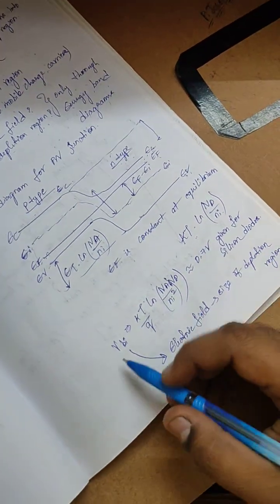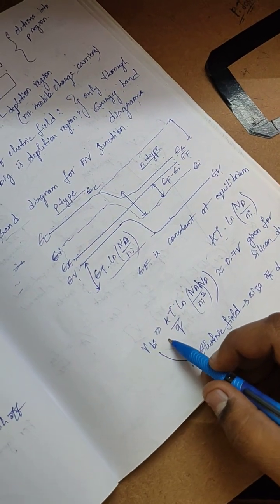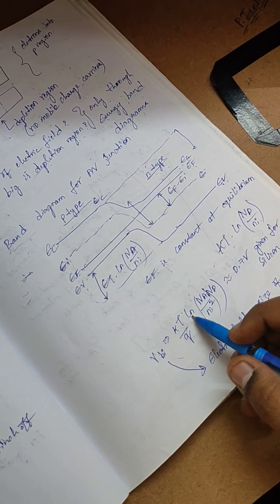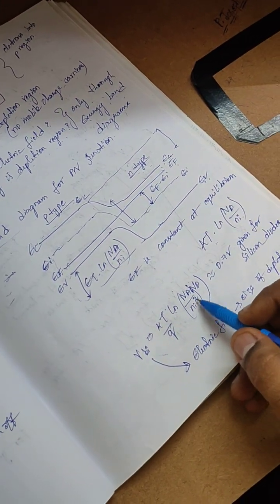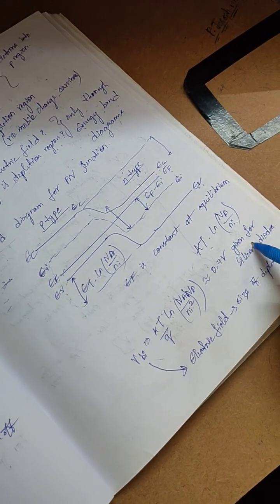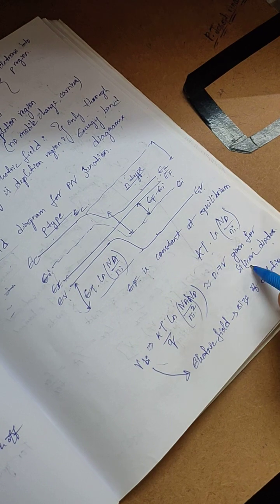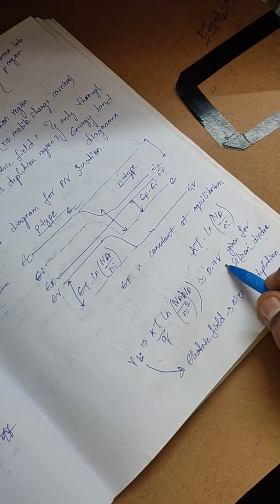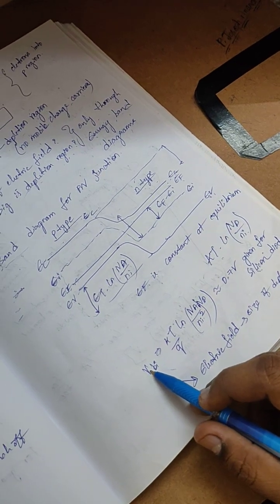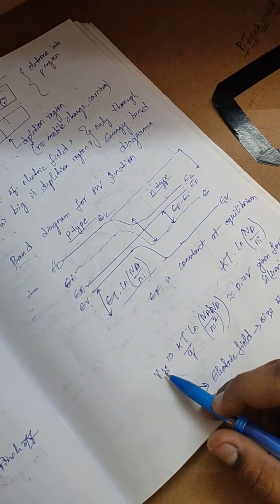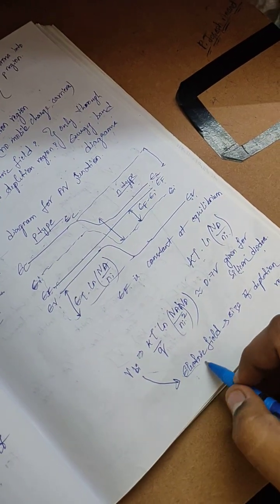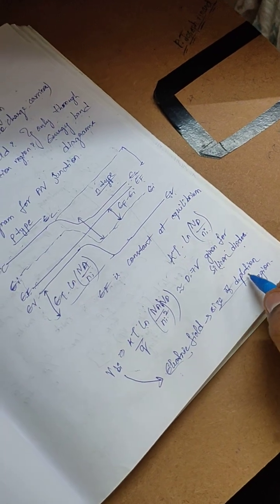So when we combine both, the voltage is kT by q log of Na Nd by Ni squared, which gives a voltage of about 0.7 volts for silicon diodes. For germanium it is around 0.5 volts. This VBI is nothing but the built-in voltage of the entire junction. From this we can get the electric field as well as the size of the depletion region.